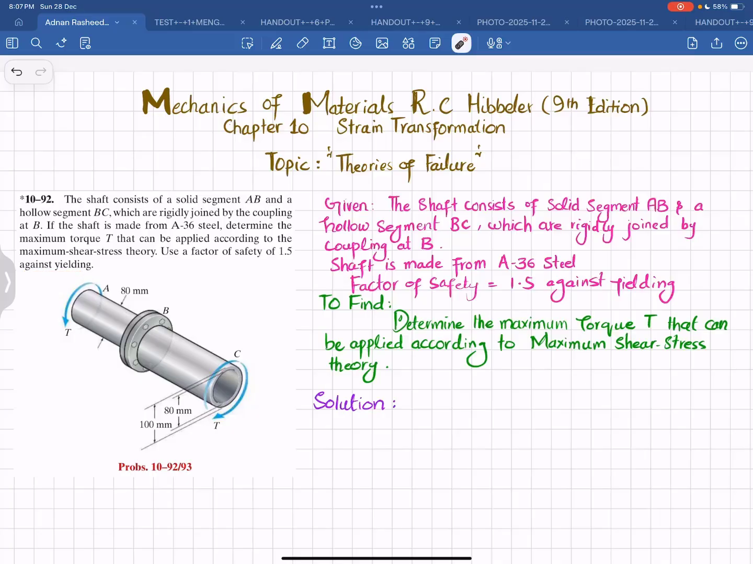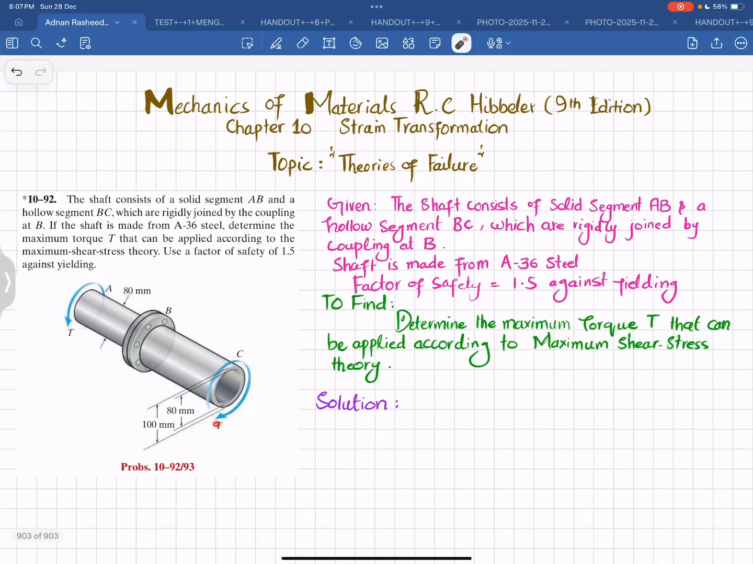So you can see this is segment of shaft AB and this is segment of shaft BC that are coupled together using a coupling at B, and there is a torque T applied to this coupled shaft. So you have to find this torque T by using the maximum shear stress theory, and you have to take factor of safety of 1.5 against yielding. Let's start with the solution.